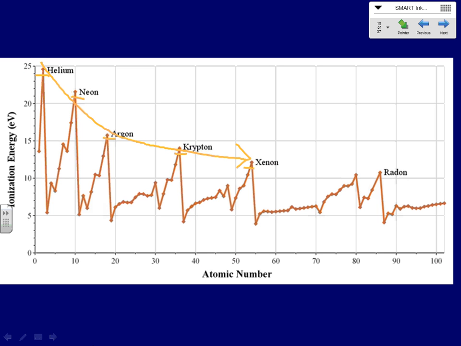If I now go across the period, starting with lithium all the way across to neon, you can see there is also a trend. Starting from here, you can see we've got an increase. You'll notice there are some bumps in this, and it's always after the second one, then the third.